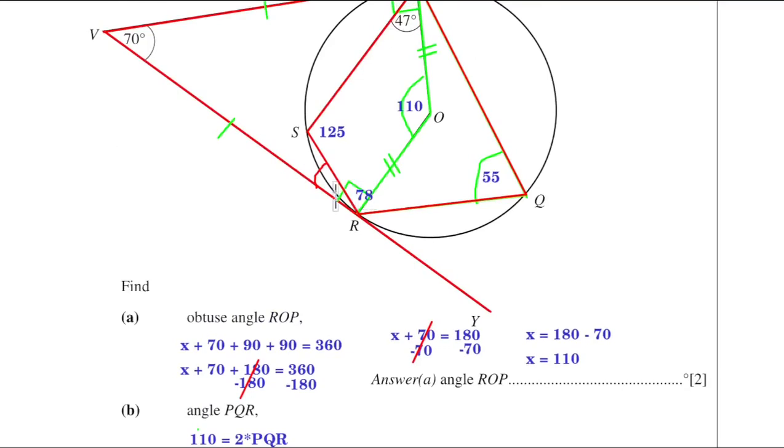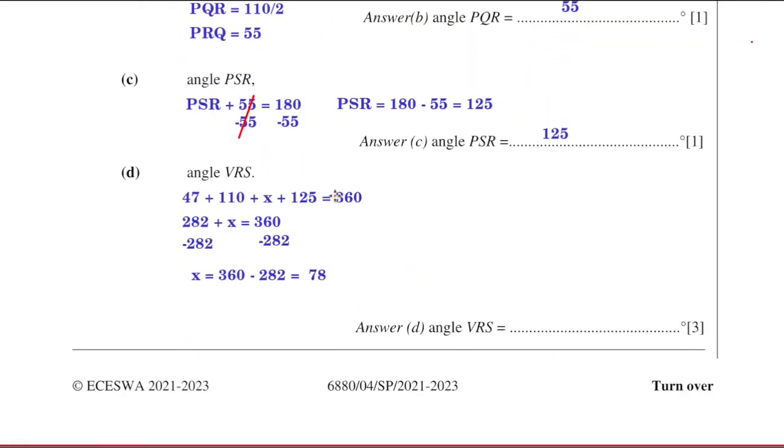So this one is actually 90, take away the 78. Now the angle VRS is equal to 90, take away 78. So VRS is actually equal to 12 degrees.